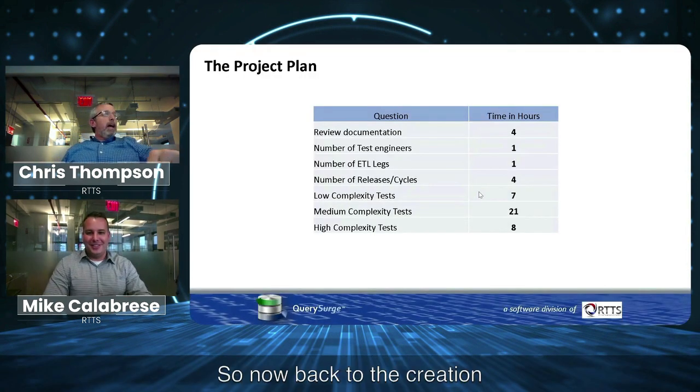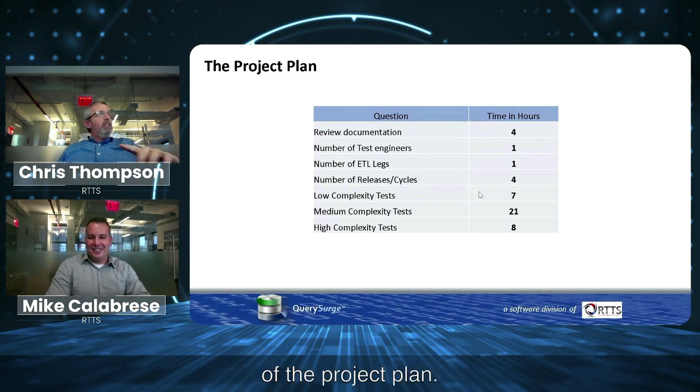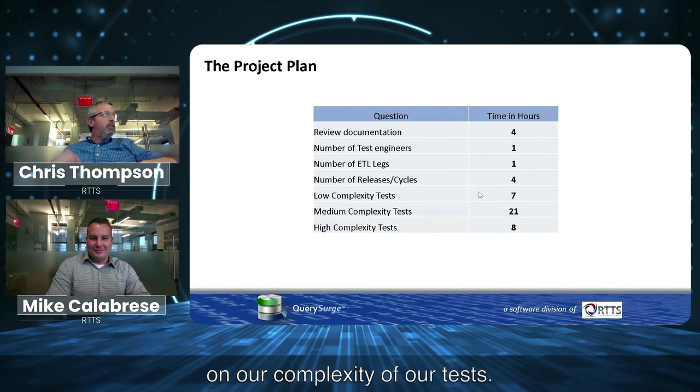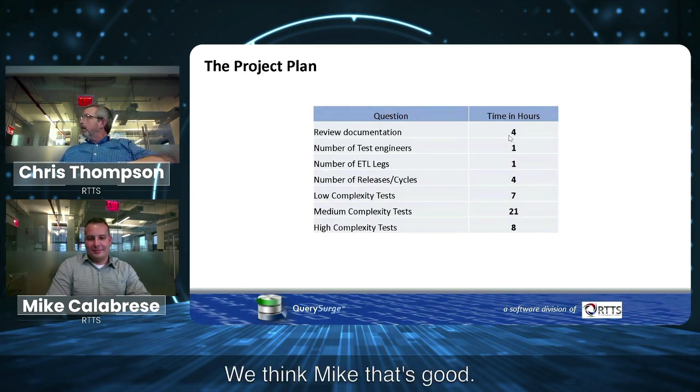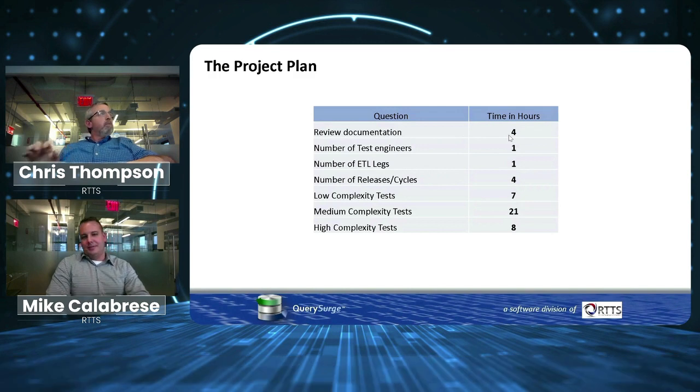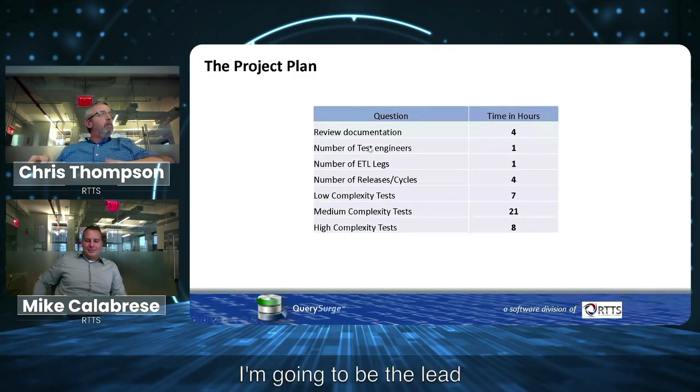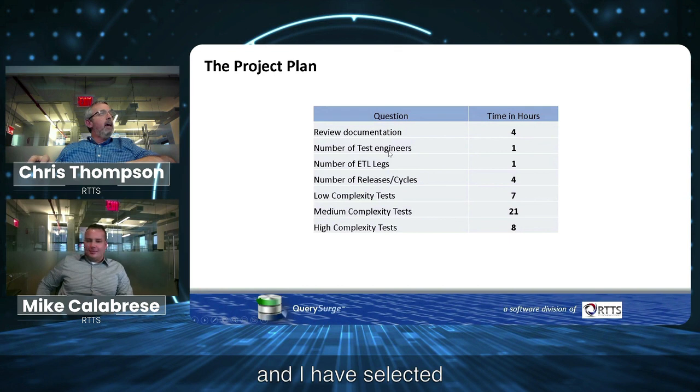All right, so now back to the creation of the project plan. We now have some information on the complexity of our tests. I additionally pre-filled out some information as well. I estimated 4 hours to review the documentation. What do you think, Mike? You think that's good? Yeah, I think so. I'm going to be the lead, and I have selected Mike to be the test engineer.